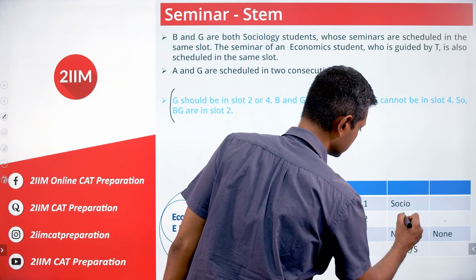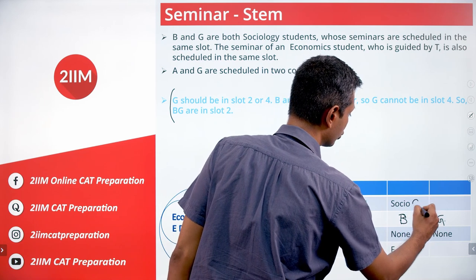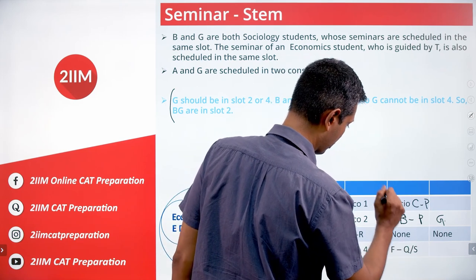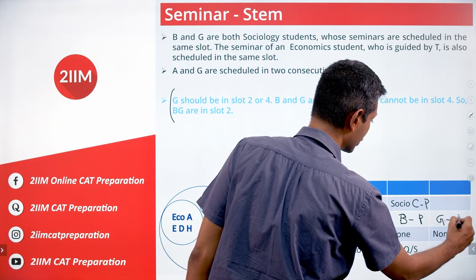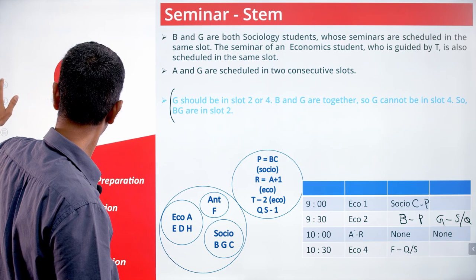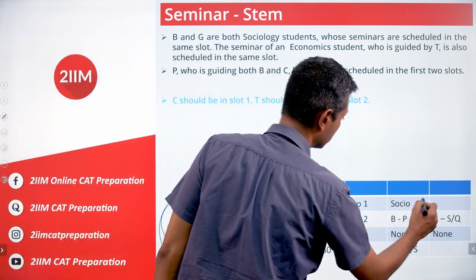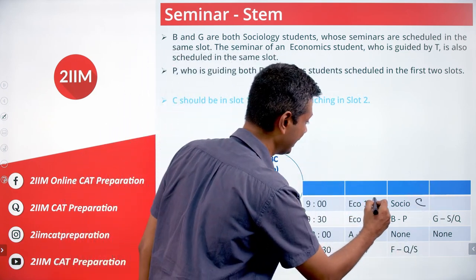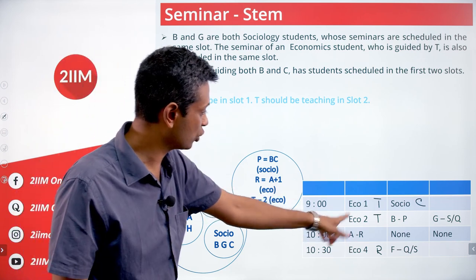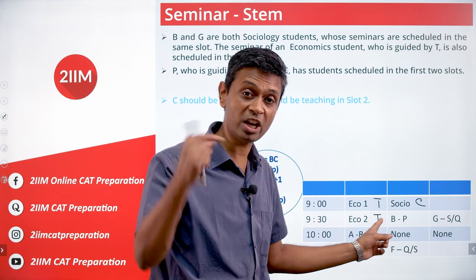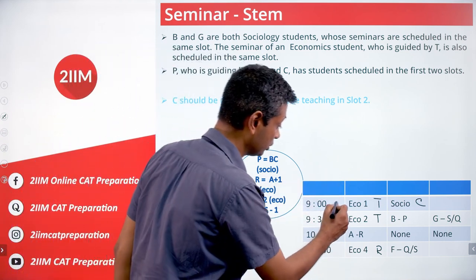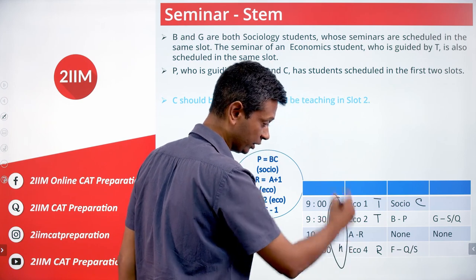B and G in this slot, C goes here. B is mentored by P, C is mentored by P. We have F mentored by Q/S, G by the remaining S/Q. C should be in slot 1, we've already put that. These both get taken by T, these both get taken by R. C is in slot 1, T should be teaching slot 2. And so T, B, G. T is in the same slot where B and G go in. So T sits here. And we have D, E, and H remaining for econ. So D, E, H in some order go here in econ 1, 2, 4.